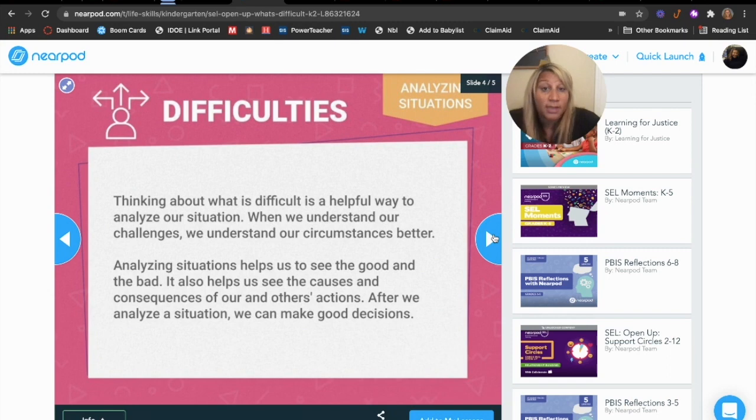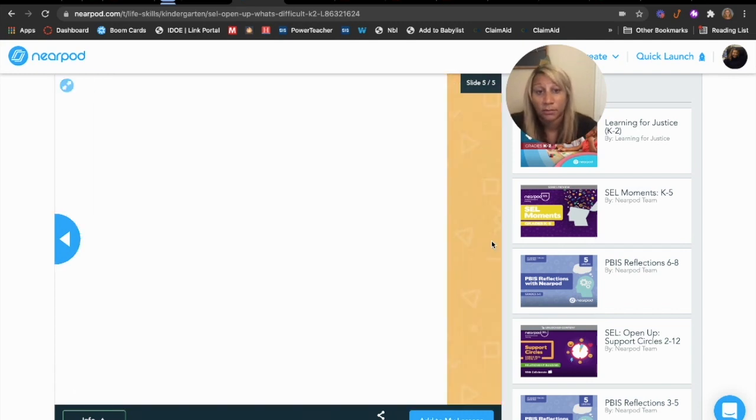Thinking about what is difficult is a helpful way to analyze our situation. When we understand our challenges, we understand our circumstances better. So again, this is the teaching point that goes with this. Understand your circumstances so that you understand your challenges and we can respond better. Analyzing situations helps us to see the good and the bad. It also helps us to see the causes and consequences of our and others' actions. After we analyze a situation, we make good decisions. So again, we're teaching the kids to look at the situation, analyze it, determine the good and the bad, and then make a good decision.